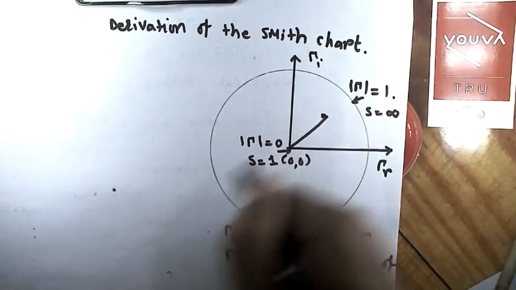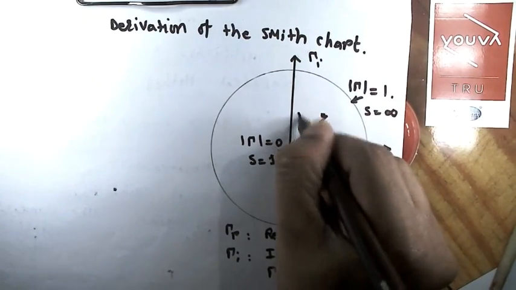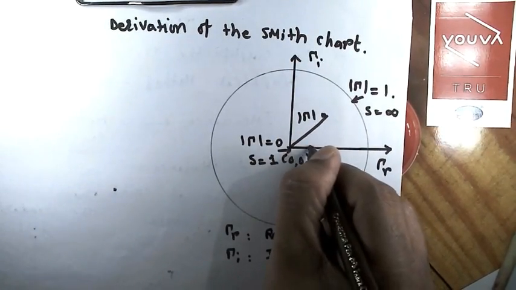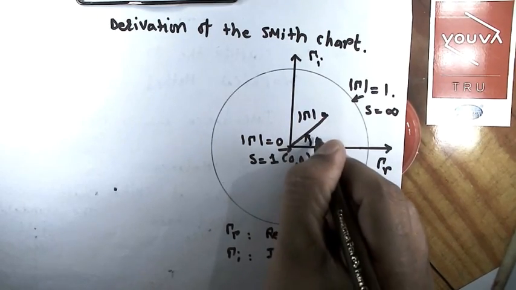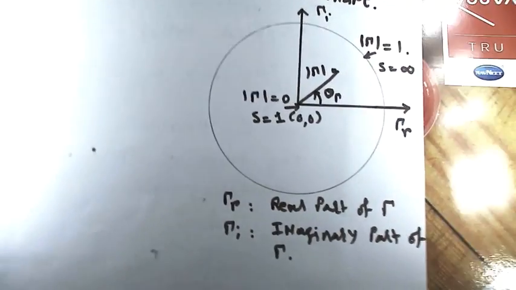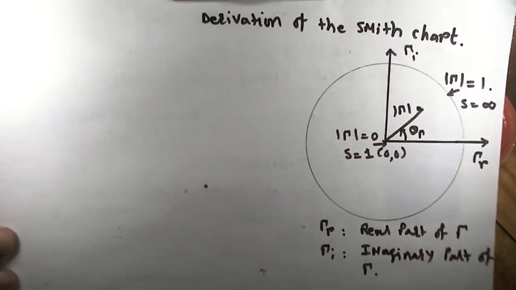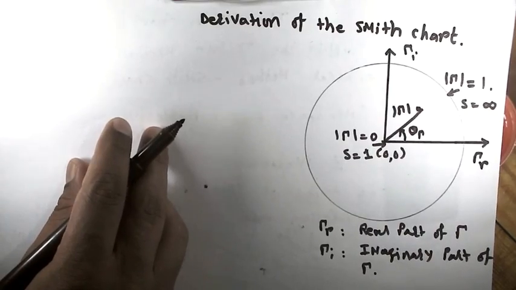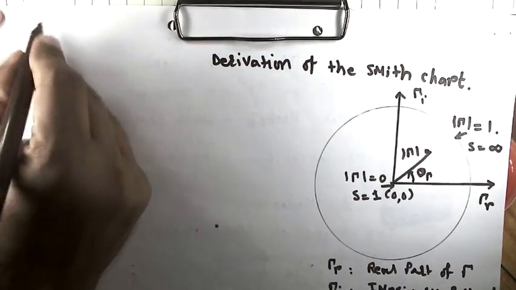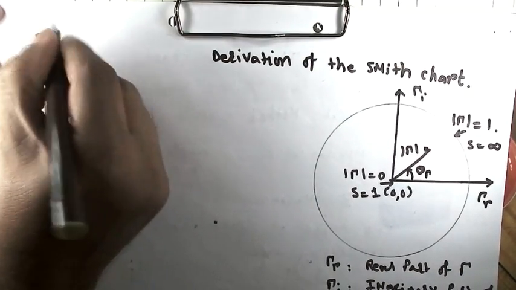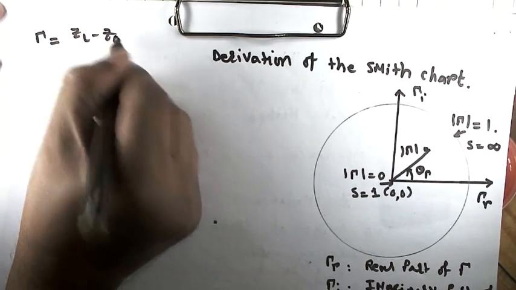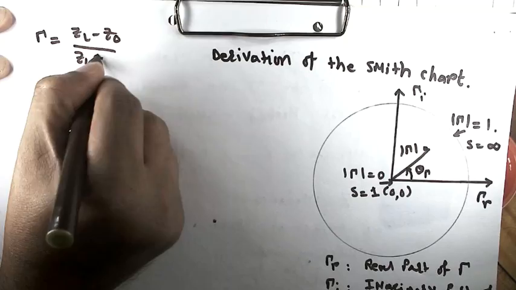let me connect this, then I can use this vector as the magnitude of the reflection coefficient at that point. I can express this angle as the angle of reflection of that point. So the construction of the chart is based on the relation that we already have. The reflection coefficient gamma is equal to ZL minus Z0 over ZL plus Z0.